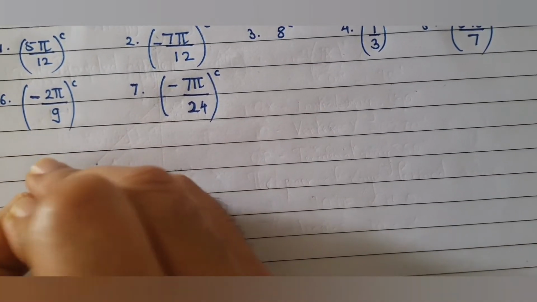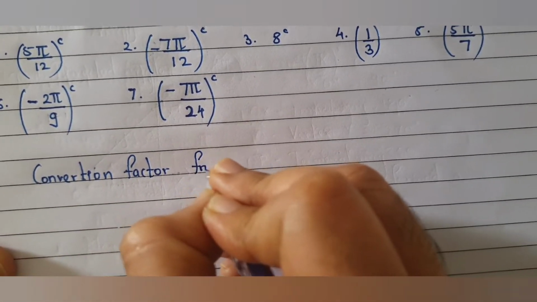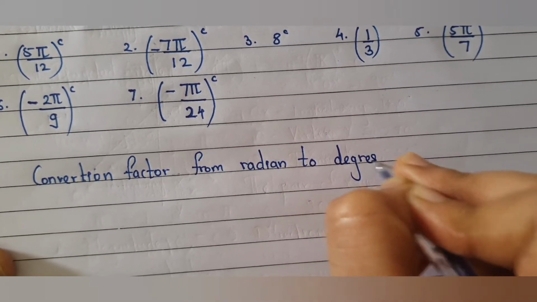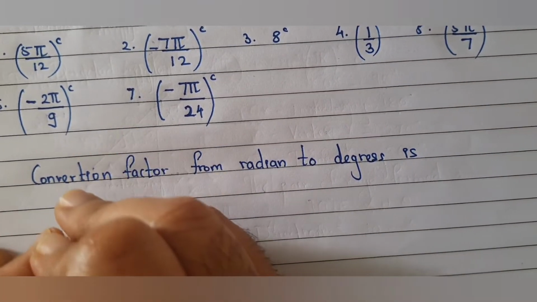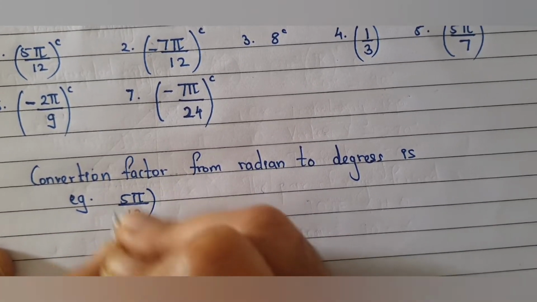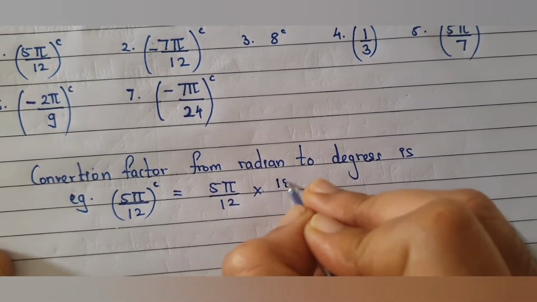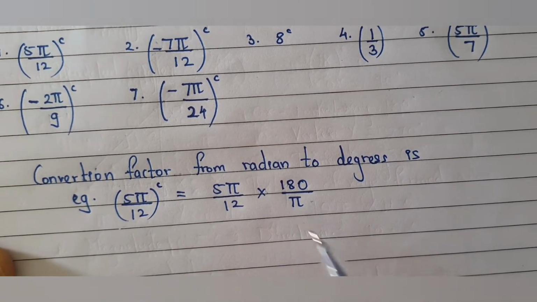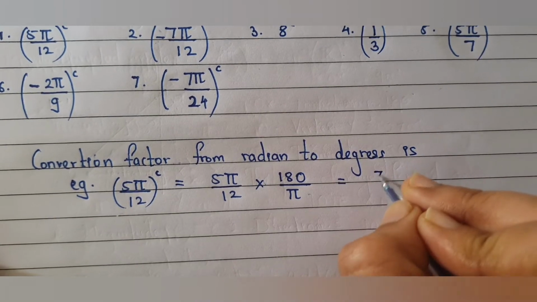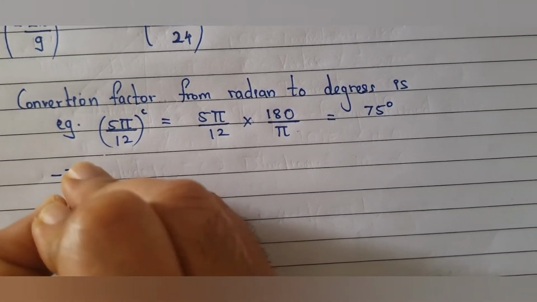Here the conversion factor from radian to degrees is: given radian, for example 5 pi by 12 radian is equal to 5 pi by 12 into 180 divided by pi, and after multiplying this, it gets directly converted into degrees, and hence here it is 75 degrees after calculation.